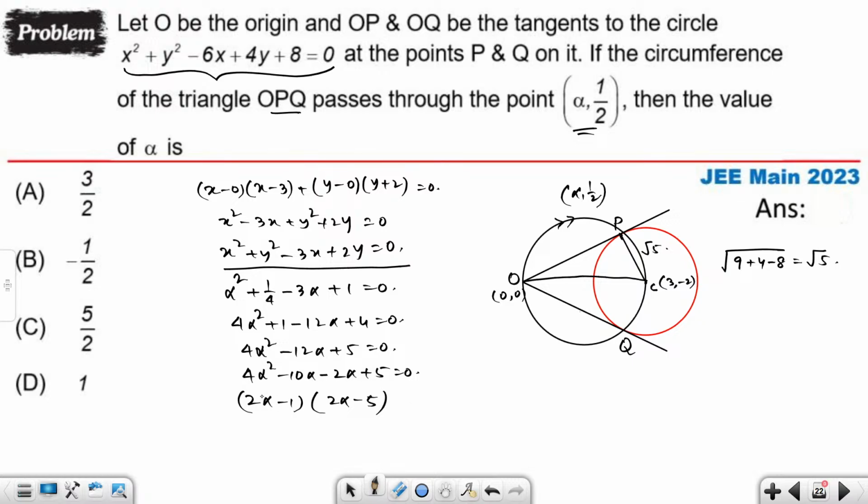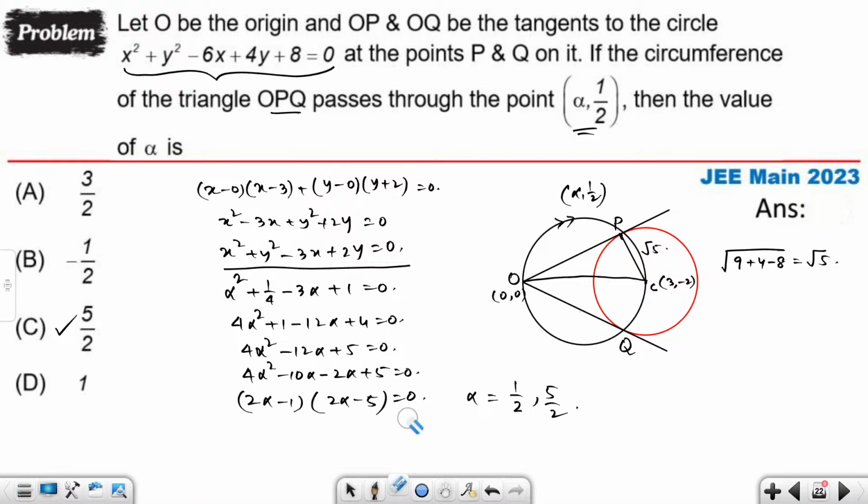2 alpha I have taken common, so it will be 2 alpha minus 5. This is equal to 0. So your alpha can take the value either half or 5 over 2. But since half is not given to us, therefore 5 by 2 is the correct answer. Hence option C is correct.